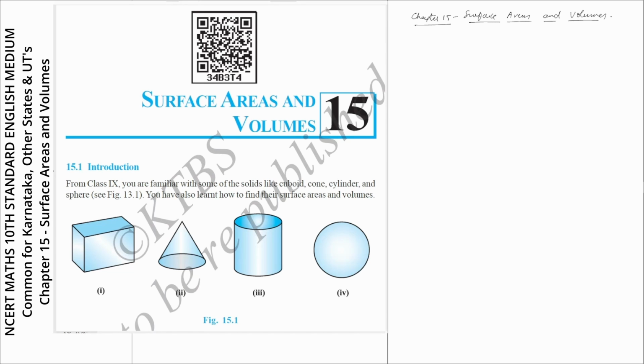Now let us recall the area of some figures. What is the area of a square given by? Let us suppose the side of a square is a. Now what is the area of the square given by? It is a into a.